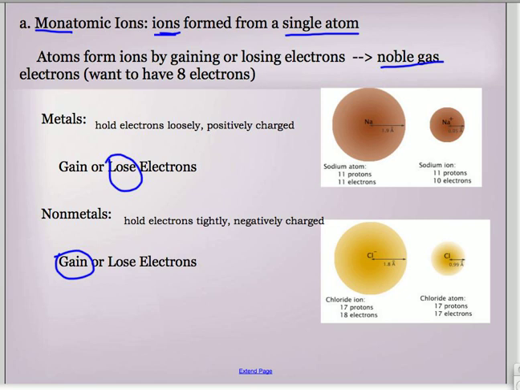And then we have here chlorine. It's kind of backwards here. This is chlorine with 17 electrons. And he gains an electron to become 18. And you can see he's negative, and then he is bigger.